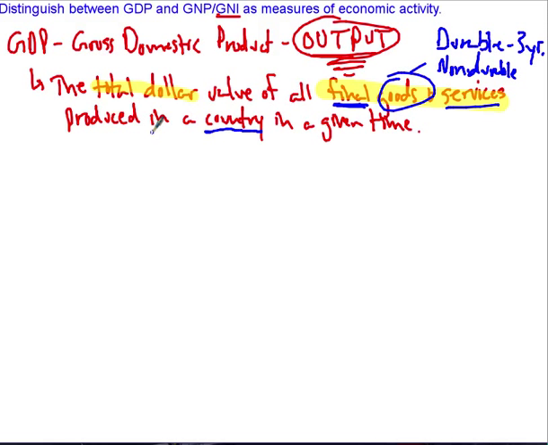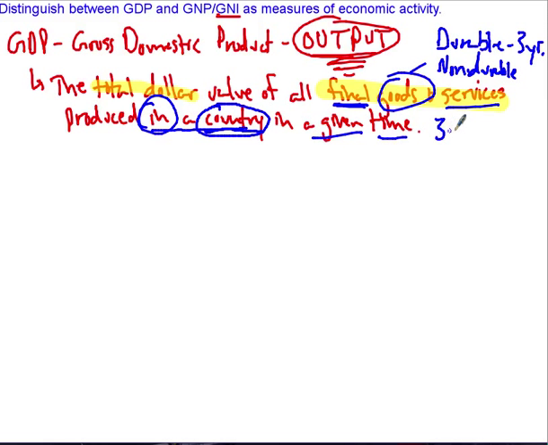So we're talking about within the borders of a country. We have a BMW plant close to us, and it's a German company, but the BMWs that they produce within that plant, that factory, are counted towards the United States gross domestic product, because we want to look at what is produced in our country. All right, and in any given time.